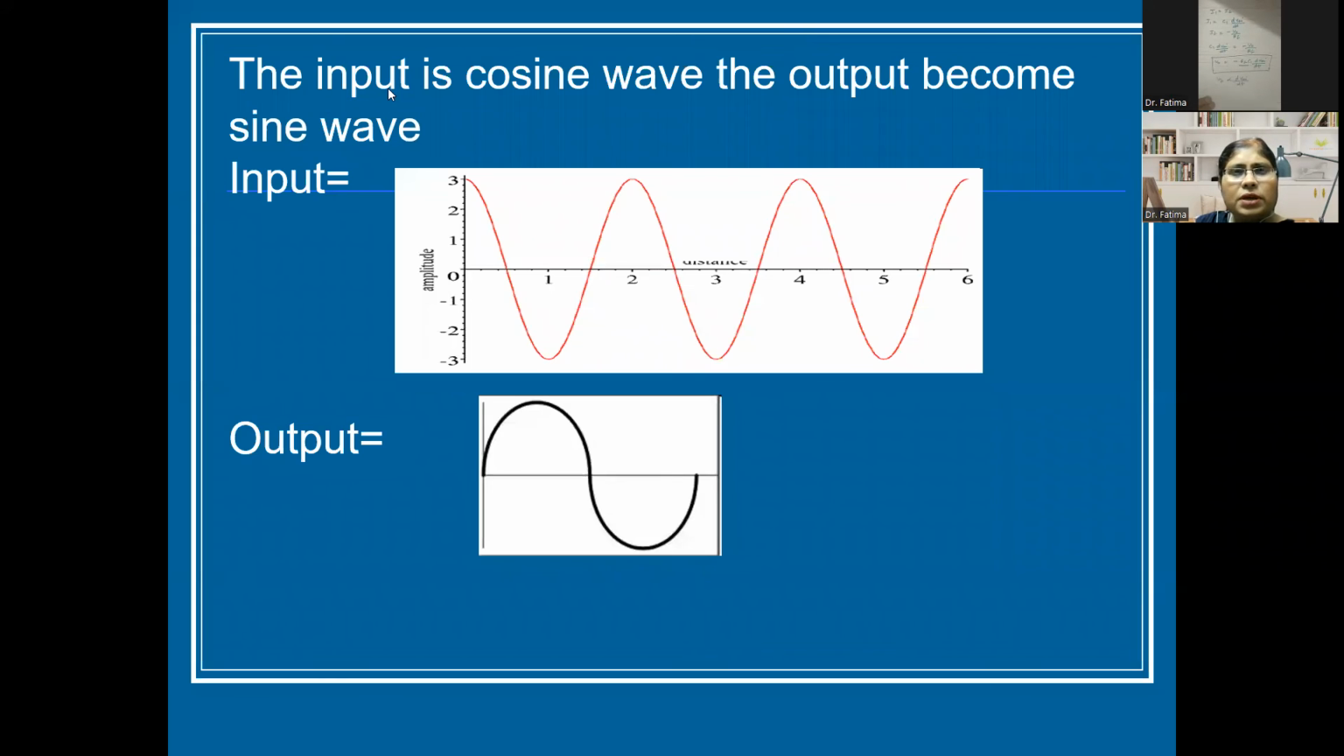Now you can see here, if a cosine wave is given to the differentiator, and we differentiate the cosine, it gives a sine wave. So the differentiator circuit will give a sine wave. The output will be a sine wave.